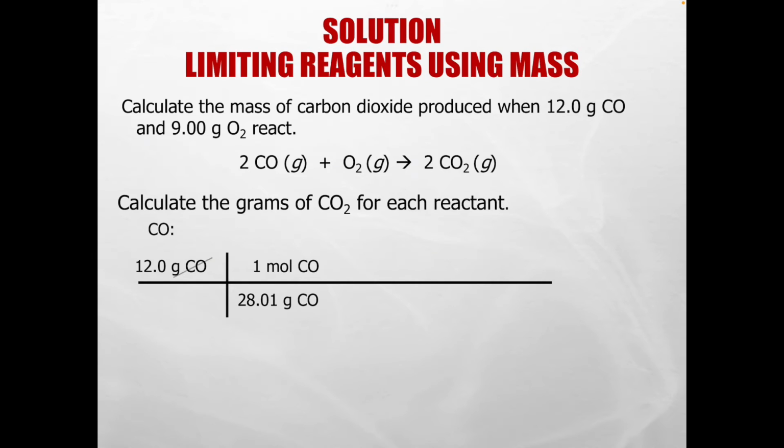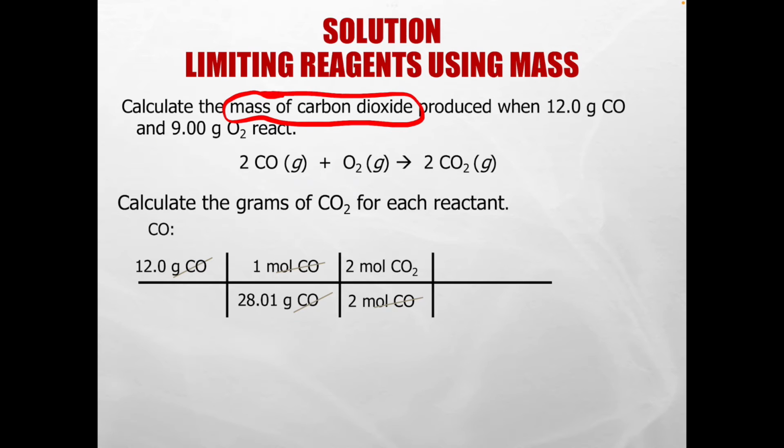Once we've turned this into moles, now we can use our mole ratio to turn moles of carbon monoxide into moles of carbon dioxide. So if we look at our coefficients, the coefficient in front of carbon monoxide is 2, and so is the coefficient in front of carbon dioxide. So we'll make sure our units cancel again. And now our problem is asking for the mass of carbon dioxide. So we'll use the molar mass of carbon dioxide to turn moles into grams. So 1 mole of carbon dioxide will go on the bottom, and our molar mass will go on the top. Make sure our units cancel, and we'll get our answer.